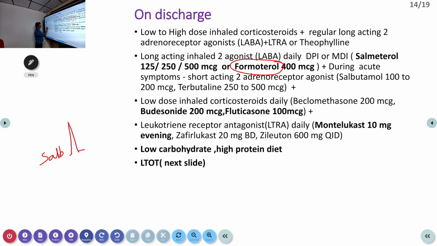And it's fast acting. So it is fast and short. Whereas salmeterol is a long acting drug, but it does not have a fast acting property. So it's a slow acting, long acting drug. Whereas formoterol is fast acting and long duration. So it's fast acting and long duration.